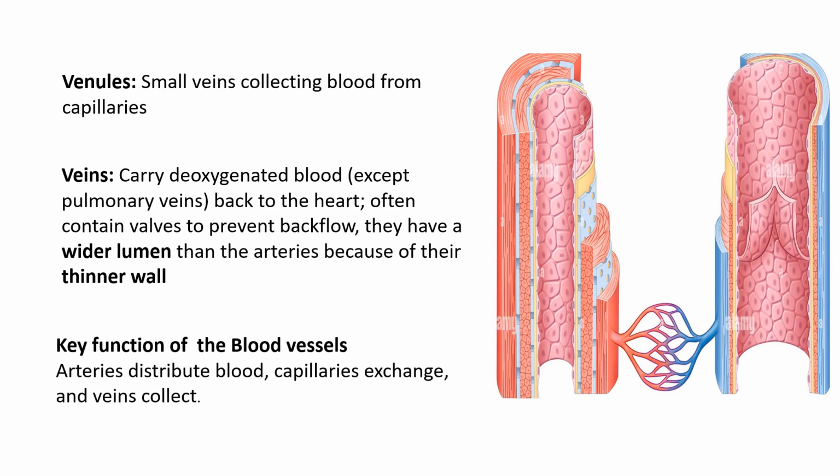What is a key function of the blood vessels? Arteries distribute blood to all the parts of the body. Capillaries exchange oxygenated and deoxygenated blood, while the veins collect deoxygenated blood back to the heart.